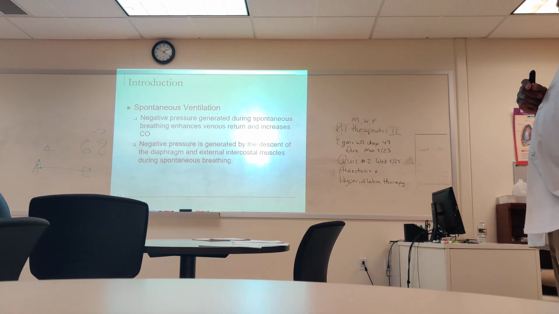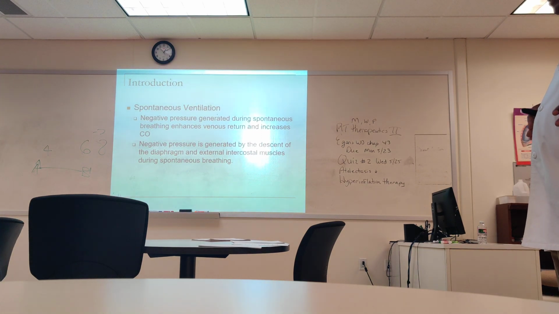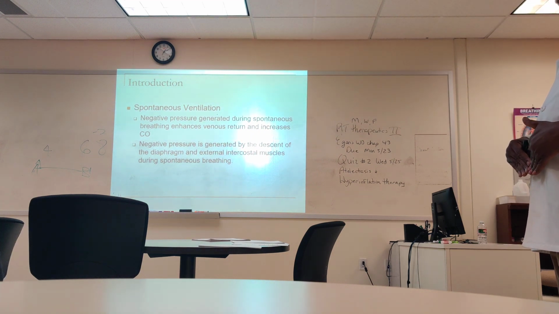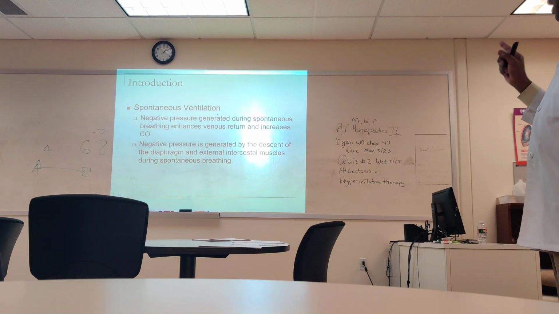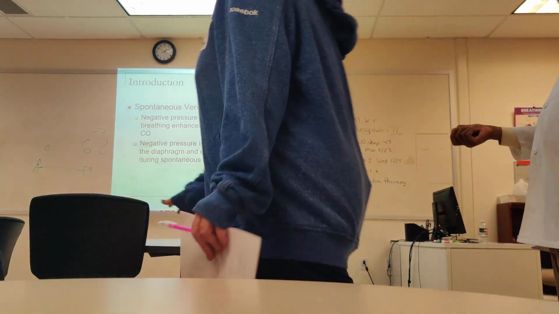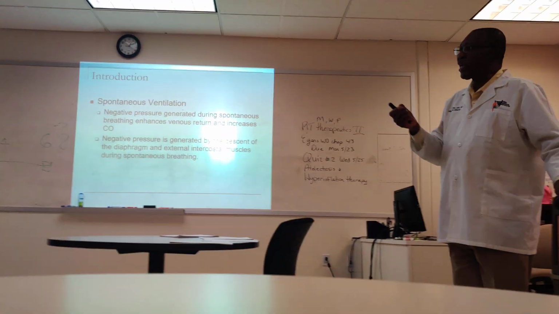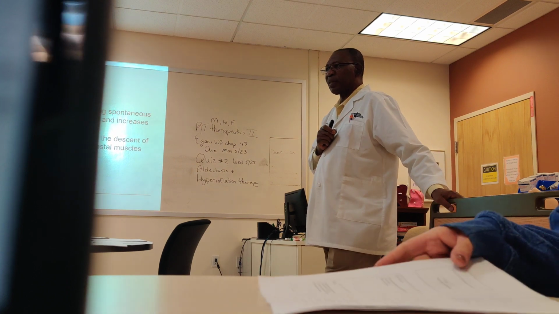Negative pressure ventilation is where you put negative pressure around the chest, okay? And then that negative pressure goes inside the chest to decrease the CVP, which causes blood to return to the right side of the heart. So negative pressure ventilation will affect your cardiac output. It will decrease your cardiac output, but not as much as positive pressure ventilation will.